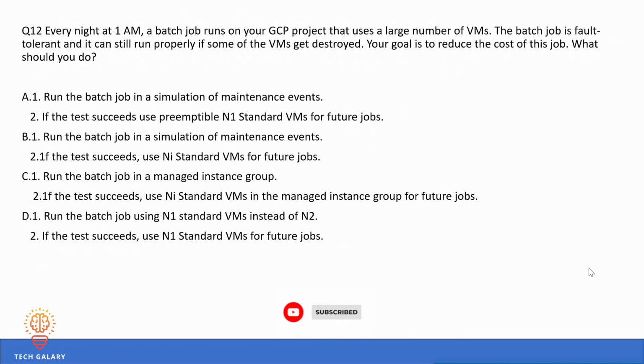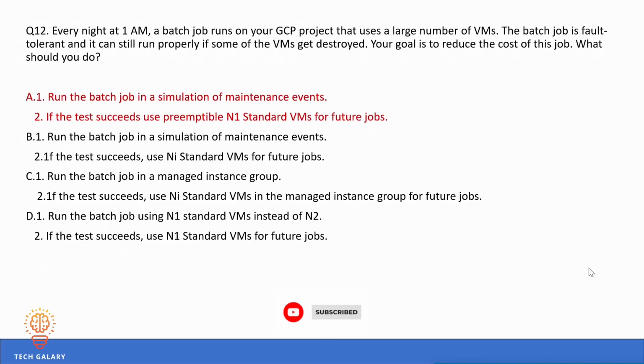Now let's move ahead with the question 12. Every night at 1 a.m., a batch job runs on your GCP project that uses a large number of VMs. The batch job is fault tolerant and it can still run properly if some of the VMs get destroyed. Your goal is to reduce the cost of this job. What should you do? So these are the options available. And the correct answer is option A. Run the batch job in a simulation of maintenance events. If the test succeeds, use preemptible N1 standard VMs for future jobs.